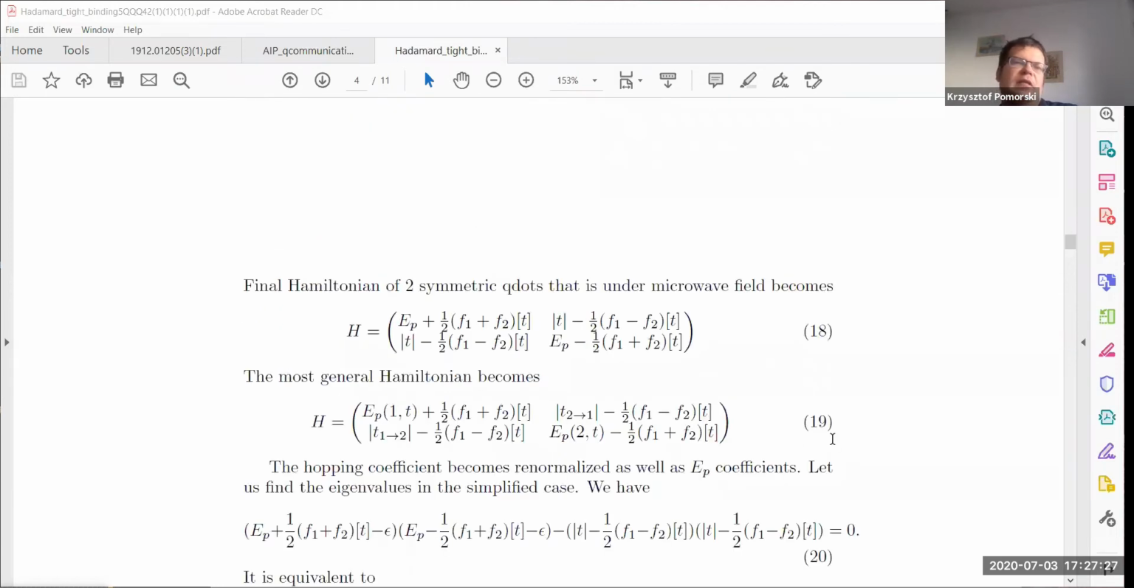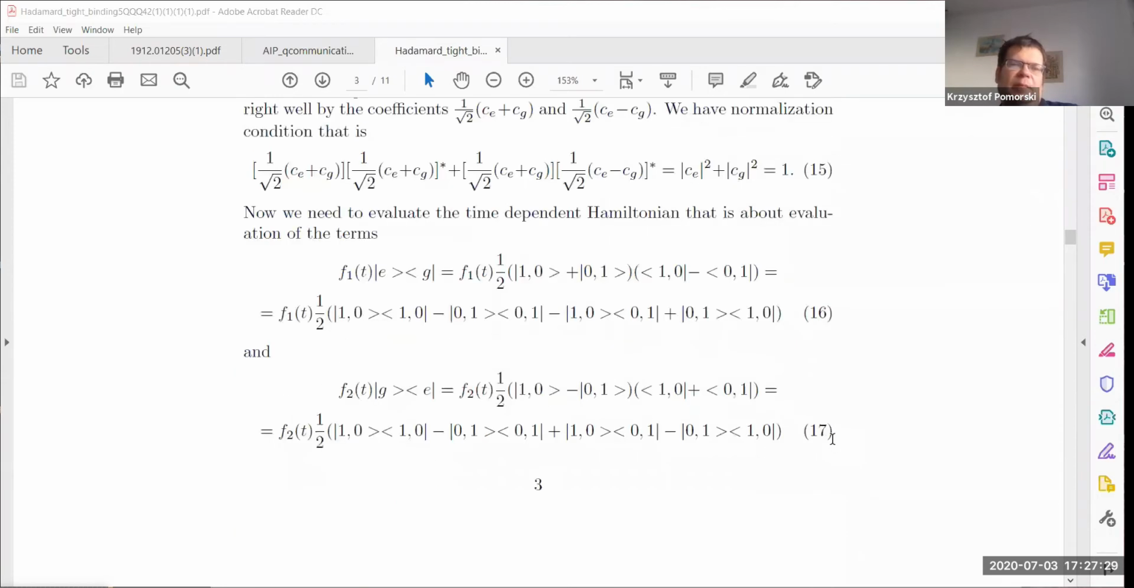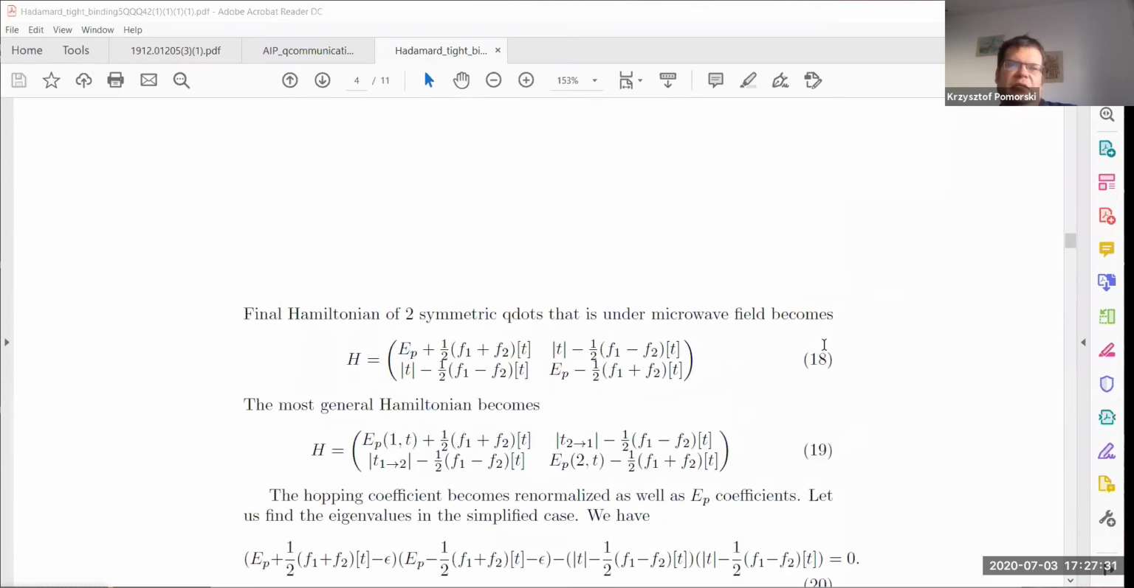All right. So if you plug it into the Hamiltonian, the tight binding Hamiltonian, what you will have is this modification by F1 and F2 functions.